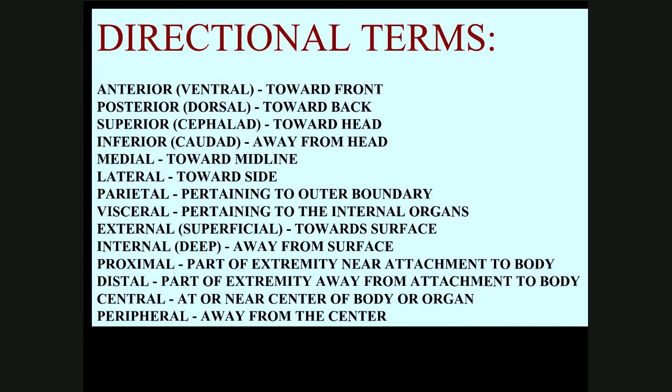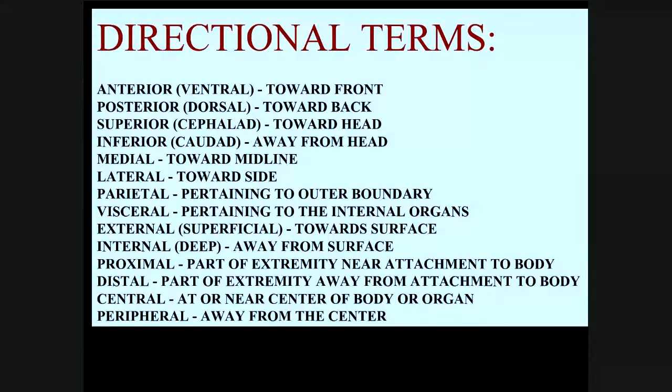Proximal usually has to do with your arms and legs. If it's closer to the attachment of the arm or the leg to the body than something else, we say that it's proximal. If it's distal, it's further away. So your wrist is distal to your elbow because it's further away from your body than the elbow is.